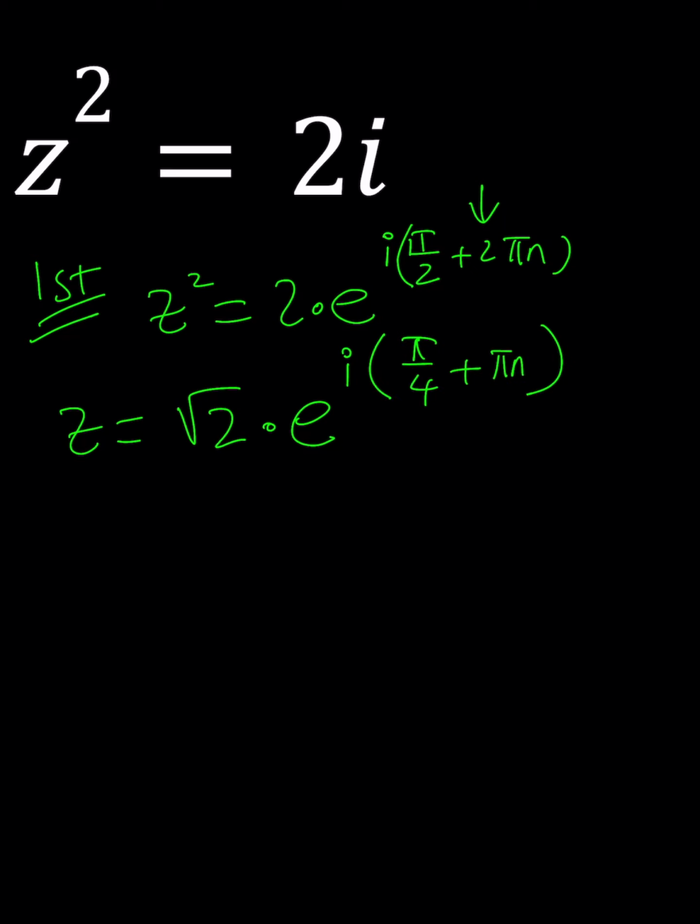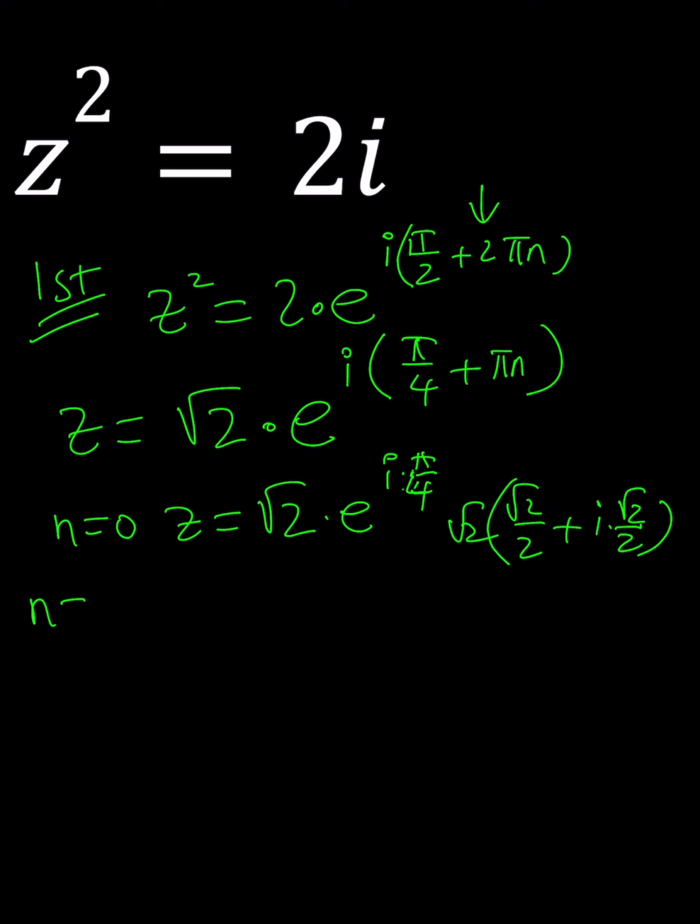Let's go ahead and find out what those results are going to be like. For example, if n is equal to 0, we get z equals square root of 2 times e to the power i times pi over 4. As you know, e to the power i pi over 4 is just going to give you cosine pi over 4 plus i sine pi over 4. So it's going to look like this. And then you can go ahead and multiply this by root 2, and that'll give you one of the roots.